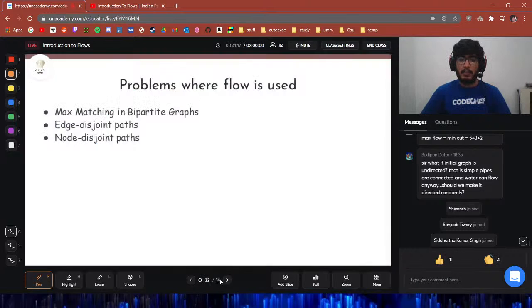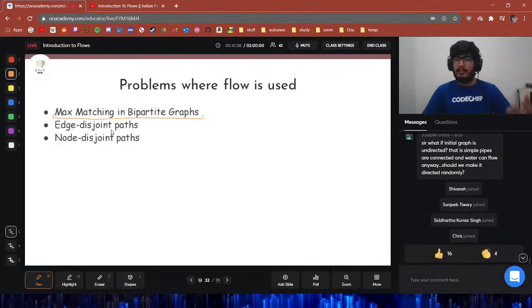All right. So let me go on to some problems where flow is used, right? The most famous kind of problem where I have personally used flow: I learned flow because I had to solve a problem which used maximum matching in bipartite graphs, right? So I would call this one of the most used problems in competitive programming. This is one problem where flows are used a lot.